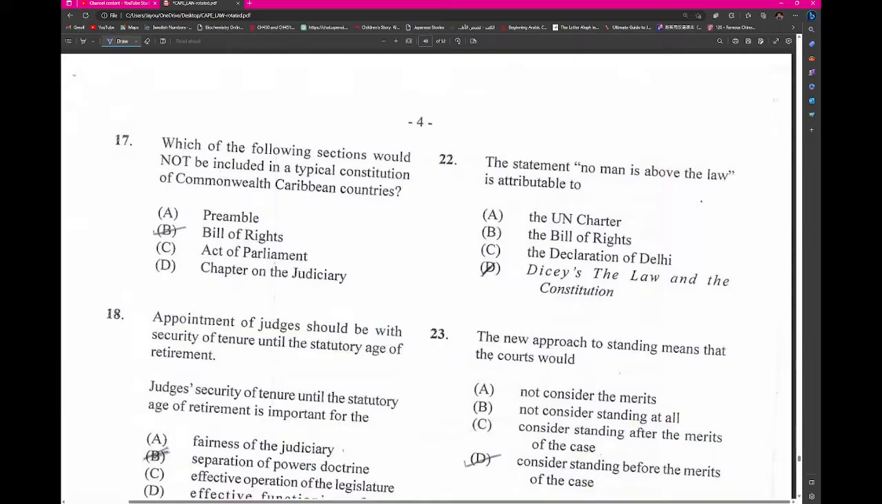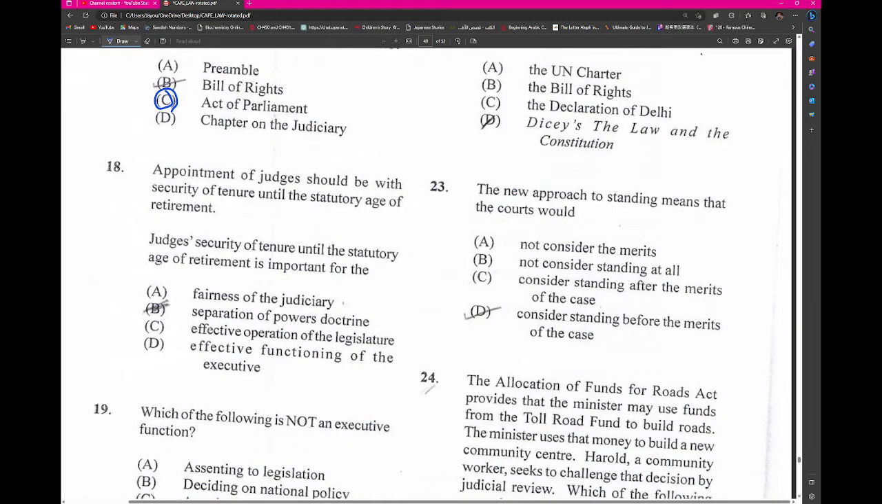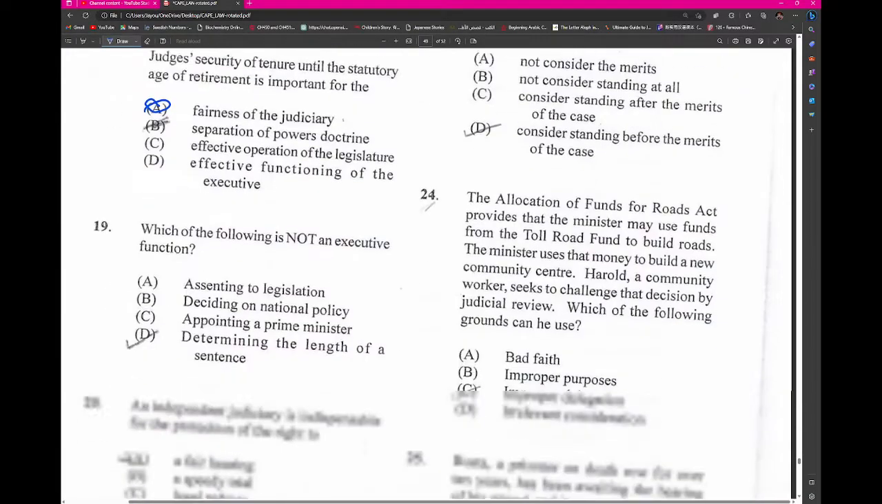17, which of the following sections will not be included in the typical Commonwealth Constitution? Act of Parliament. Appointment of judges should be with security of tenure, and okay, this is speaking about separation of powers. Let me see something. Wait, hold on. Judges' security of tenure until statutory age. This would be fairness of the judiciary, so it's similar to the independence of the judiciary.